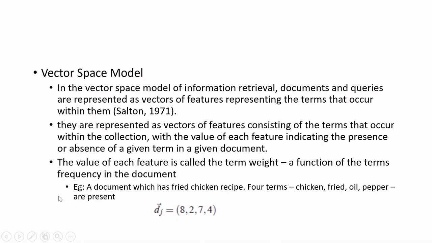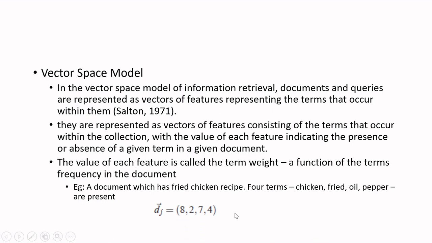Okay, so in the vector space model of information retrieval, documents and queries are represented as a set of vectors of features representing the terms that occur within them. So again, this is an example of a vector. A vector means you can have numbers in several dimensions. The x-y coordinates we represent on a graph are a vector of 2 dimensions. Here we have got a 4-dimensional vector.